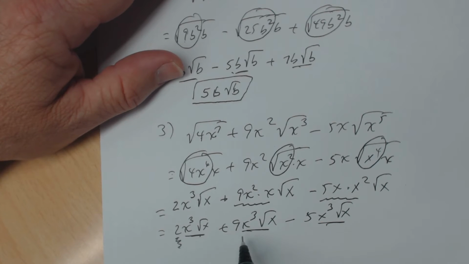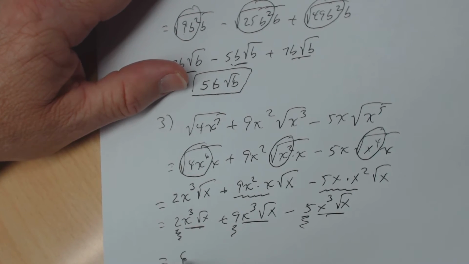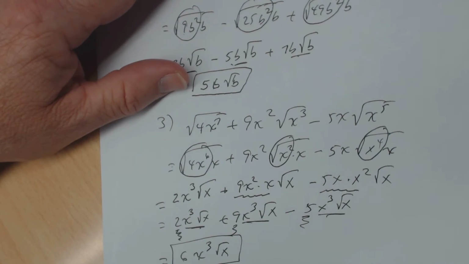So 2 plus 9 is 11. And then 11 minus 5 is 6. So I get 6x cubed square root of x. All right, so that's number 3.